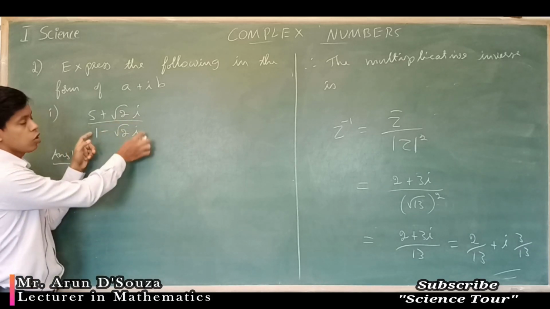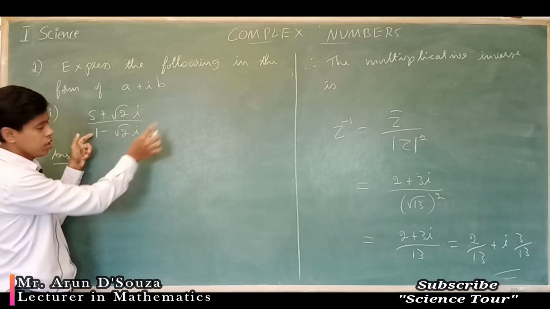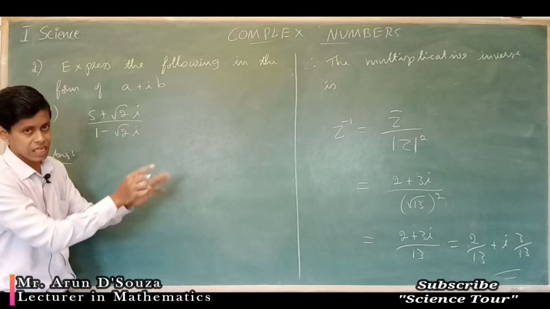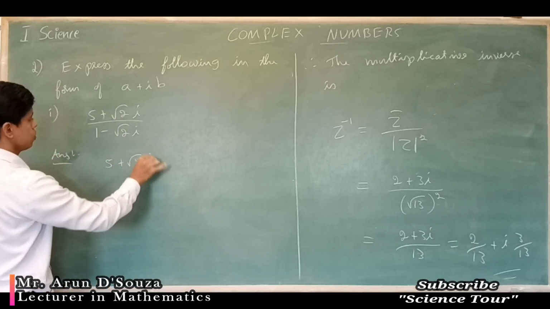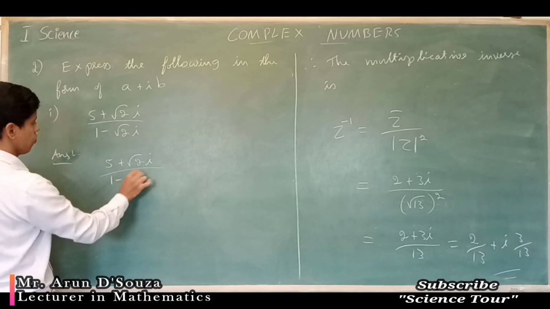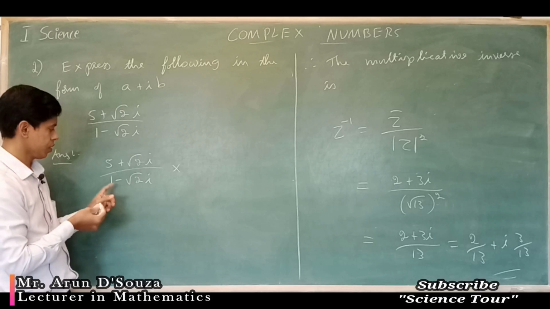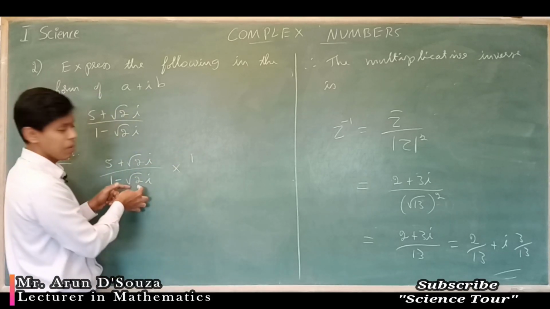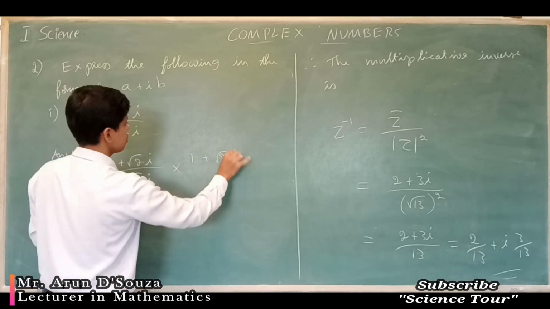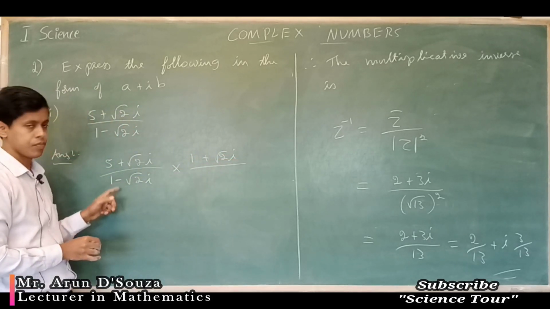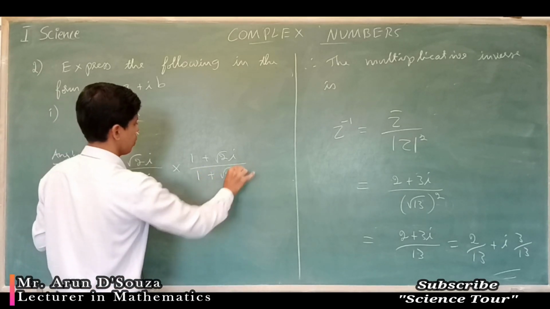So the conjugate of the denominator: the real part stays the same, and the imaginary part will change the sign. So understand? So this is 5 plus root 2i divided by 1 minus root 2i. Now we got to multiply. Real part same, imaginary part changes the sign. So 1 plus root 2i.